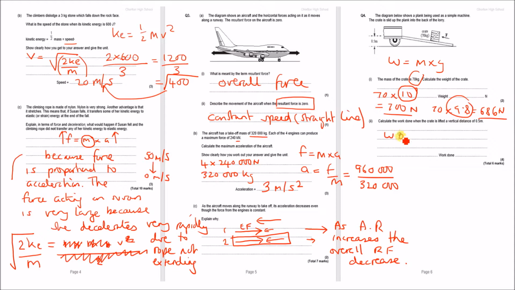The work done, remember, is equal to force times distance. We've just worked out our force. We're going to say 700 because it's easier to use. We've multiplied it by the distance, which is 0.5, and that's going to give us 350 joules.